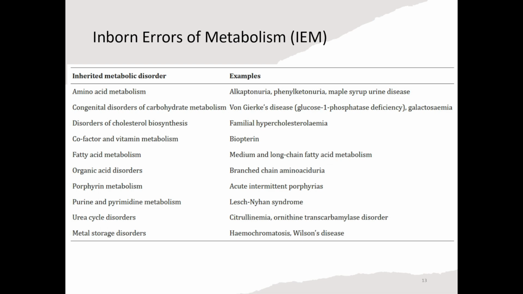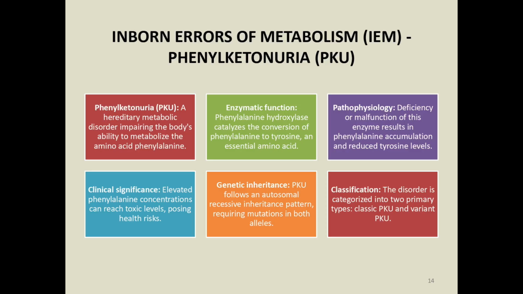Examples of inherited metabolic disorders include phenylketonuria under amino acid metabolism, von Gierke's disease under carbohydrate metabolism, and hemochromatosis under metal storage disorders. Phenylketonuria, or PKU, is a hereditary metabolic disorder that impairs the body's ability to metabolize the amino acid phenylalanine. The enzymatic function is normally performed by phenylalanine hydroxylase, which catalyzes the conversion of phenylalanine to tyrosine.